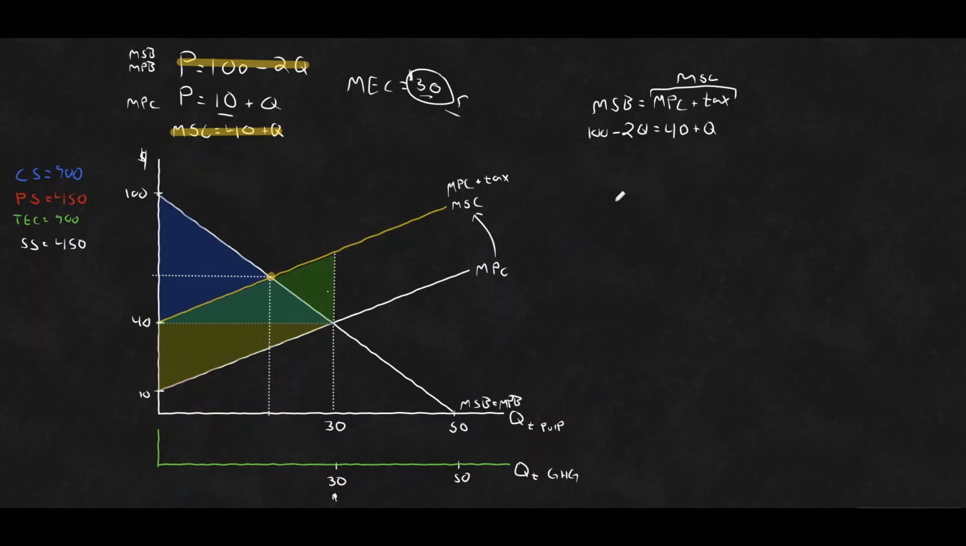So as we go through and solve this, we just go through our standard algebraic voodoo. We get 100 equals 40 plus 3q. Move that 40 over, we get 60 equals 3q. Divide both sides by 3, and we get 20 equals q. So altogether, in this competitive equilibrium with the tax being put into effect, our quantity exchanged is now only 20 tons of pulp.